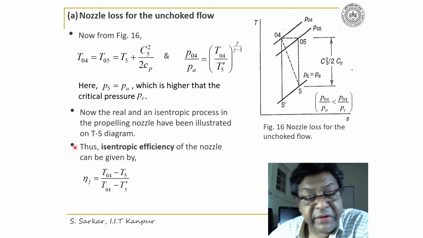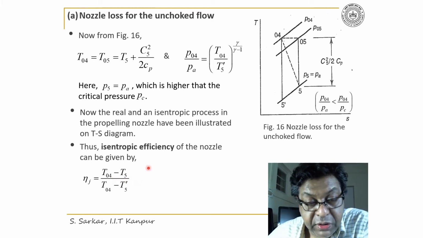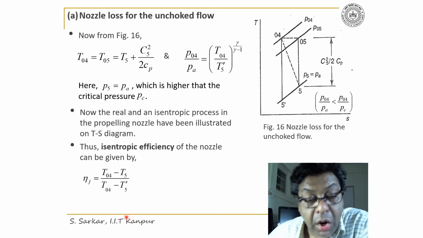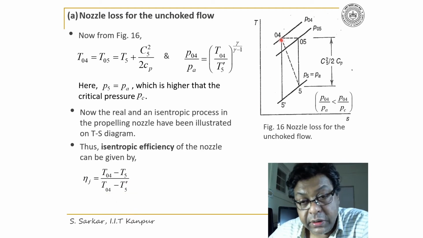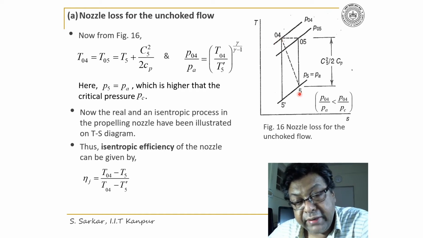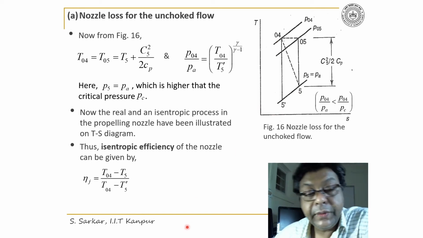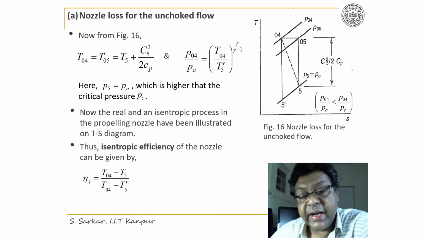Now let me define the isentropic efficiency of the nozzle, which can be expressed as eta J equal to T04 minus T5, the actual temperature drop in the nozzle, divided by the isentropic temperature drop, that is T04 minus T5 dash. Here you see, look in the TS diagram, this is T04 and T5, this is T04 and T5 dash. So after the definition of the nozzle efficiency, I can go ahead further.